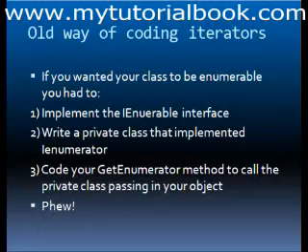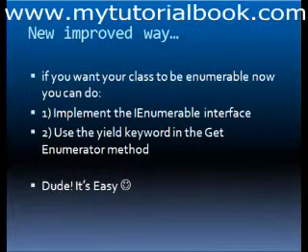Whew. That was just too much work for most developers. They just didn't bother doing it. So this was an underutilized feature, if you like, of the language. The new improved way is much simpler. If you want your class to be enumerable now, you simply implement the IEnumerable interface. That's what we did previously. And hey presto, use the yield keyword in the GetEnumerator method, and you're done. Dude, it's easy. I could do this.